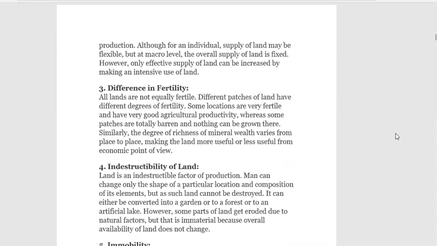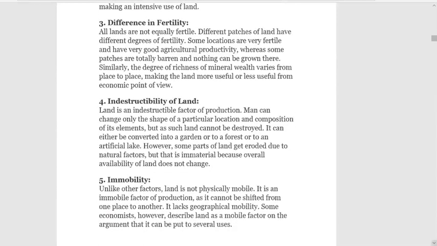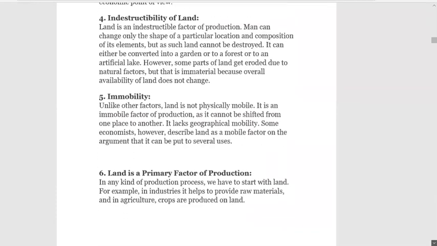Land is an indestructible factor. What does it mean? Man can change the shape of the land. Man can change the nature of the land. But it cannot be destroyed. You can change it as per your requirement. You can change the shape, but you cannot destroy it.